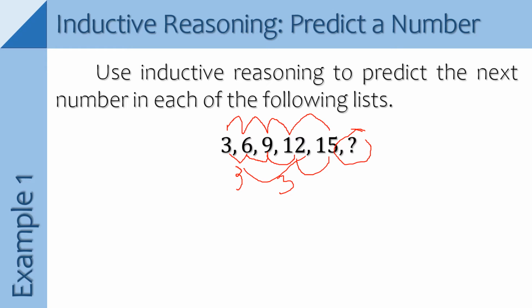Meaning to say, the second term is 3 larger than the first term. So it is adding by 3's. 3 plus 3 is 6, 6 plus 3 is 9, 9 plus 3 is 12, 12 plus 3 is 15. So what could be the next? 15 plus 3 is equal to 18. In that case, our example is specific, our target is specific. Therefore, this is an example of inductive reasoning.